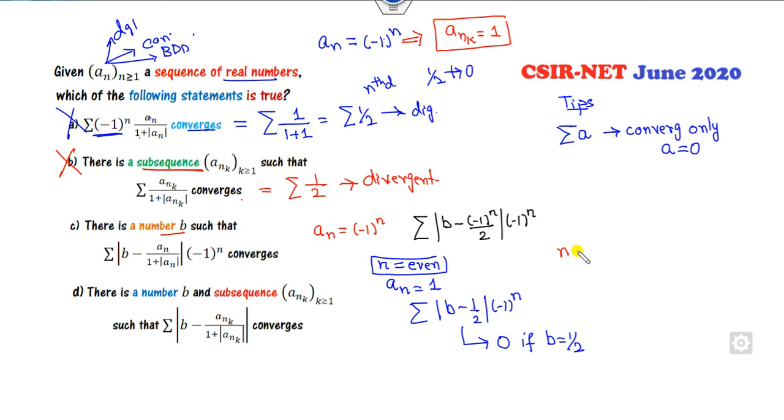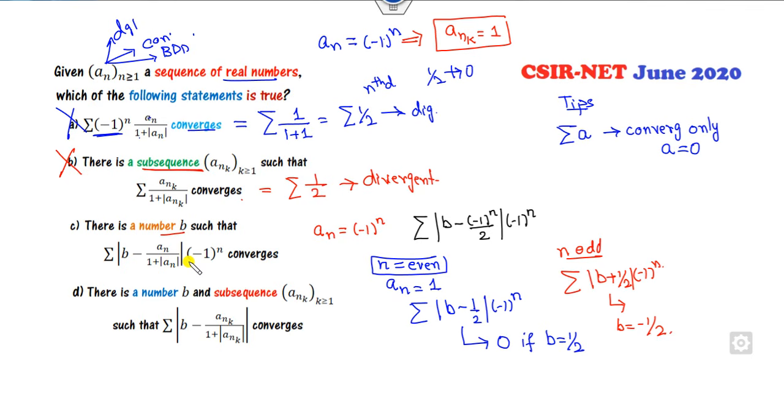But if I consider n is odd, then this series will be b plus half minus 1 raised to power n. So this will go to 0 only when b is equal to minus half. So you can see there is a number b such that this will converge. But if I prove this is divergent, then it is fine.